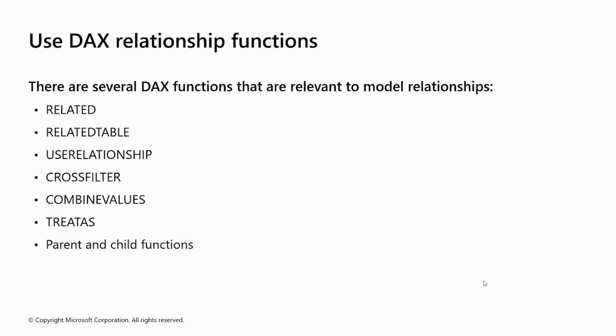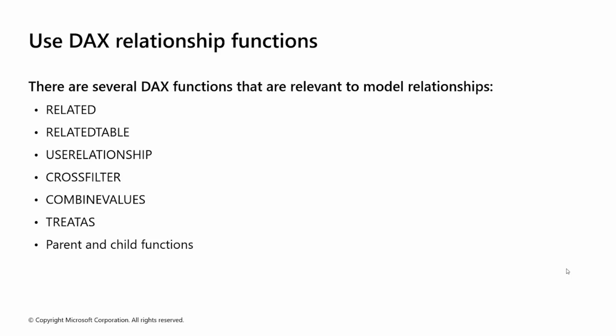Then we have RELATEDTABLE. This function retrieves the table of rows from the many side of the relationship. Another DAX function we have is USERELATIONSHIP. This function forces the use of a specific inactive model relationship. It's useful when your model includes a role-playing dimension table and you choose to create inactive relationships from this table.